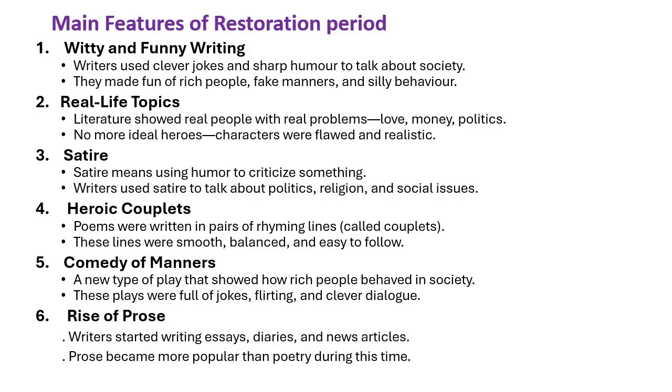A new type of play showed how rich people behaved in society. There was comedy of manners and the rise of prose. So writers started writing essays, diaries and news articles. Prose became more popular than poetry during this Restoration period. So these are the characteristics: the satirical way, the witty way and the rise of prose. Now let's see the writers.